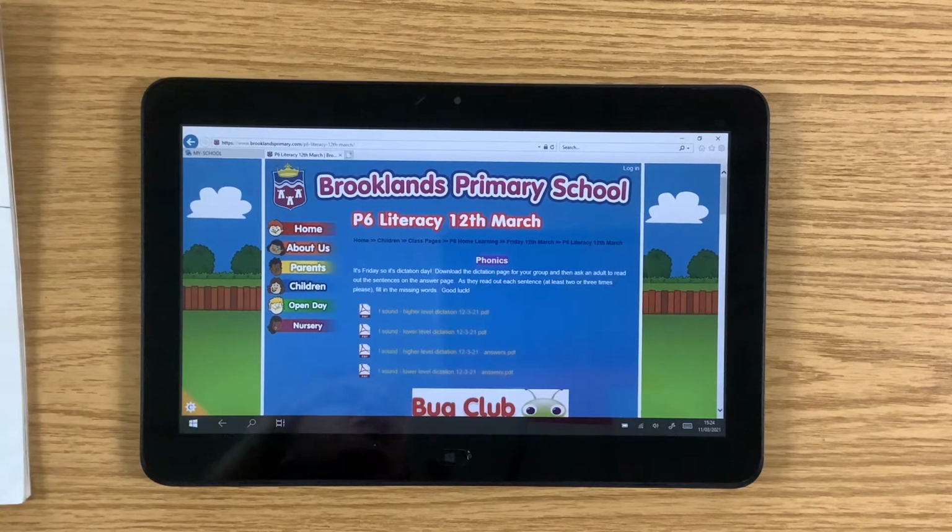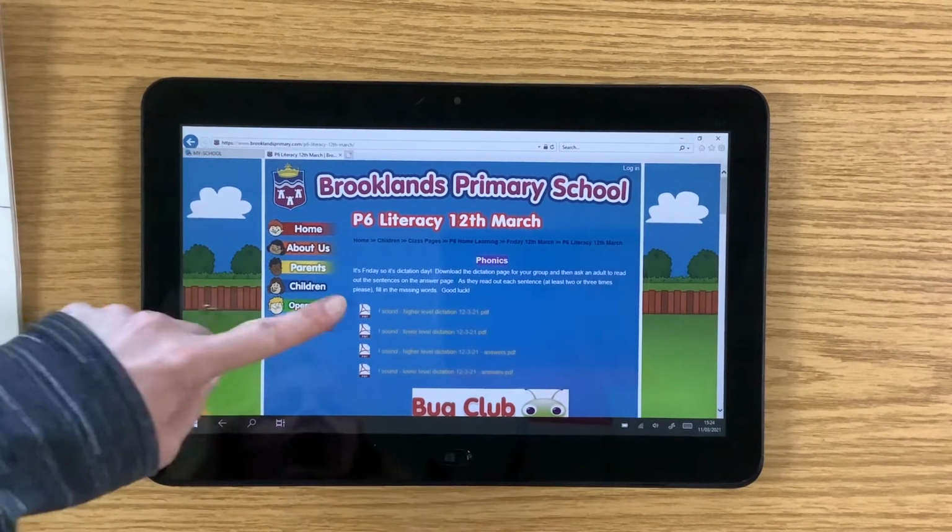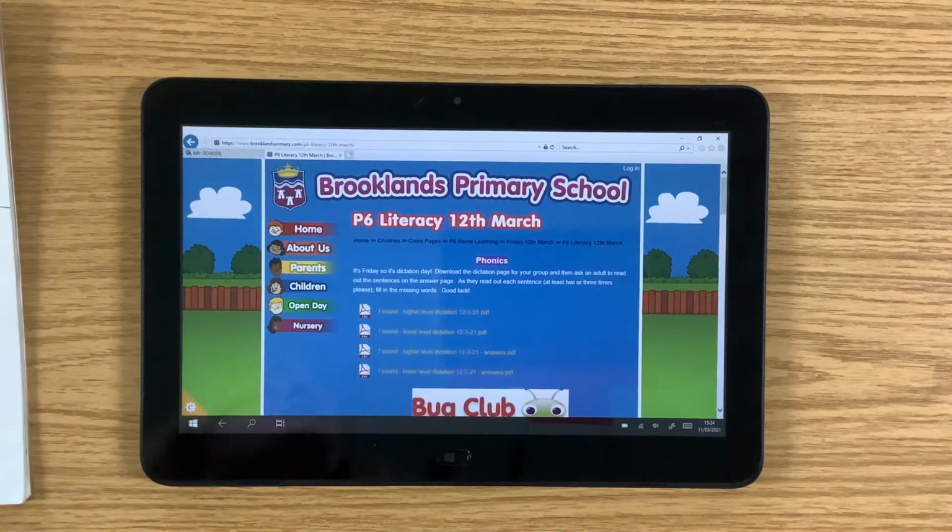So today for our literacy, let's think about the different activities that make up your tasks today. To start off with, why don't you get underway with your phonics? This week we've been looking at the F sound. Why don't you have a go then at today's dictation? There are 2 levels there for you to choose from, so think about which words you were sorting this week and go and have a go at your dictation.